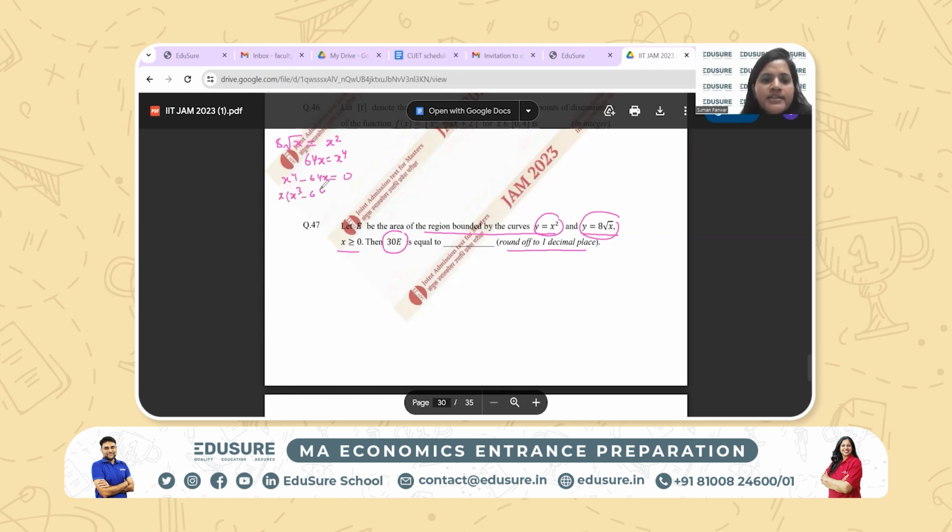x(x³ − 64) equals 0. So x equals 0 or x³ equals 64, so x equals 0 or x equals 4. Both are admissible because x is greater than or equal to 0. So we have two points of intersection.